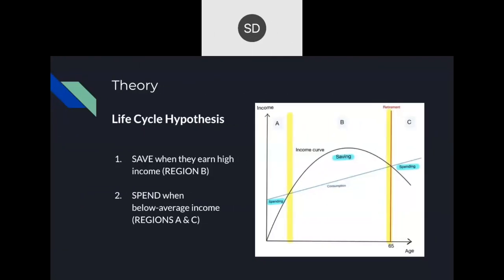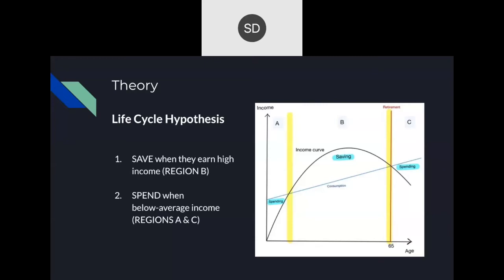So what the life cycle hypothesis suggests is that individuals start out with little to no income at a young age. At this point, we know they rely on their parents or take loans to finance their livelihood or their education. This is seen in region A right here, where they mostly spend more than they earn, if any. Then they grow into their working age. This is region B, where they earn more stable income and therefore they are able to save some of that income, which is the saving phase of their life cycle.